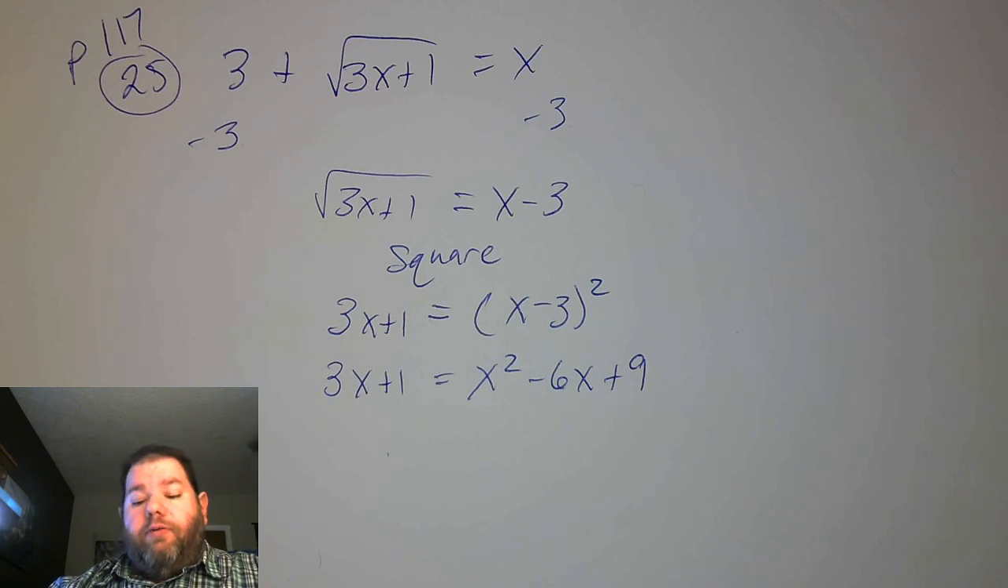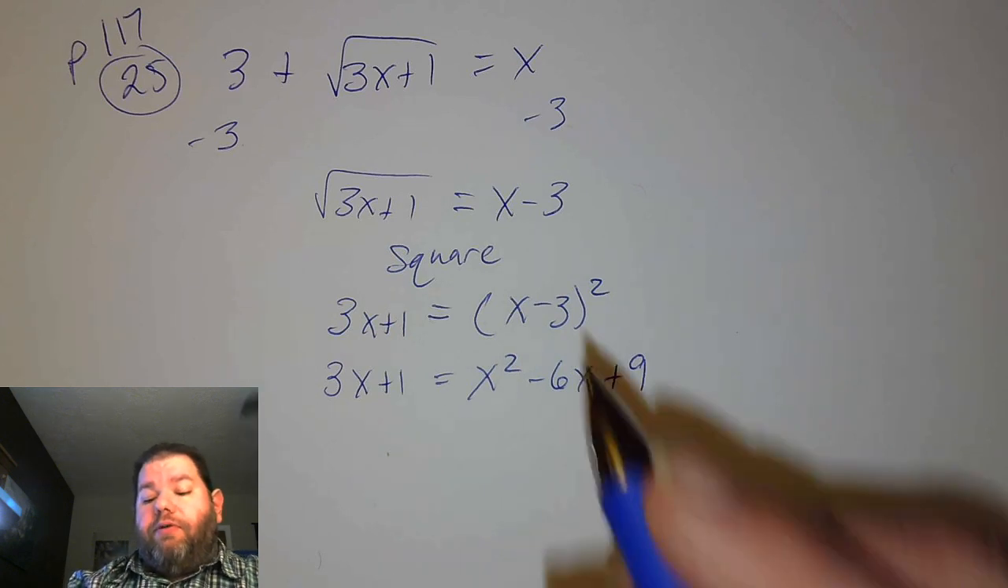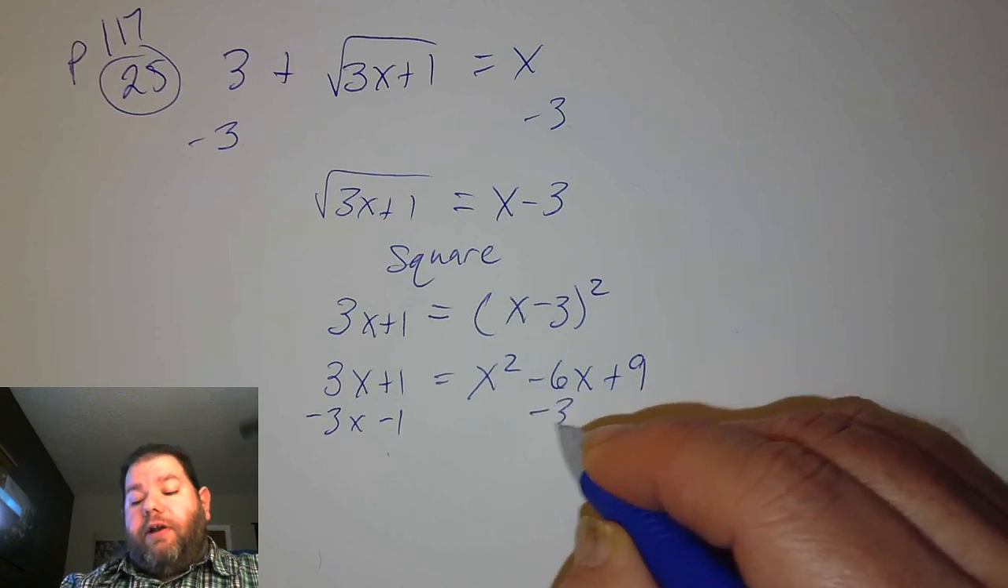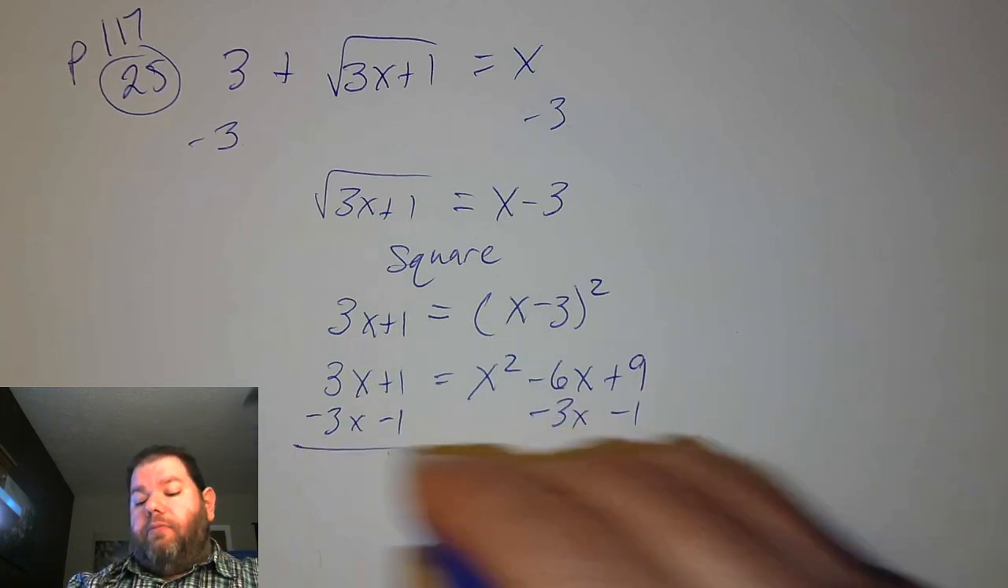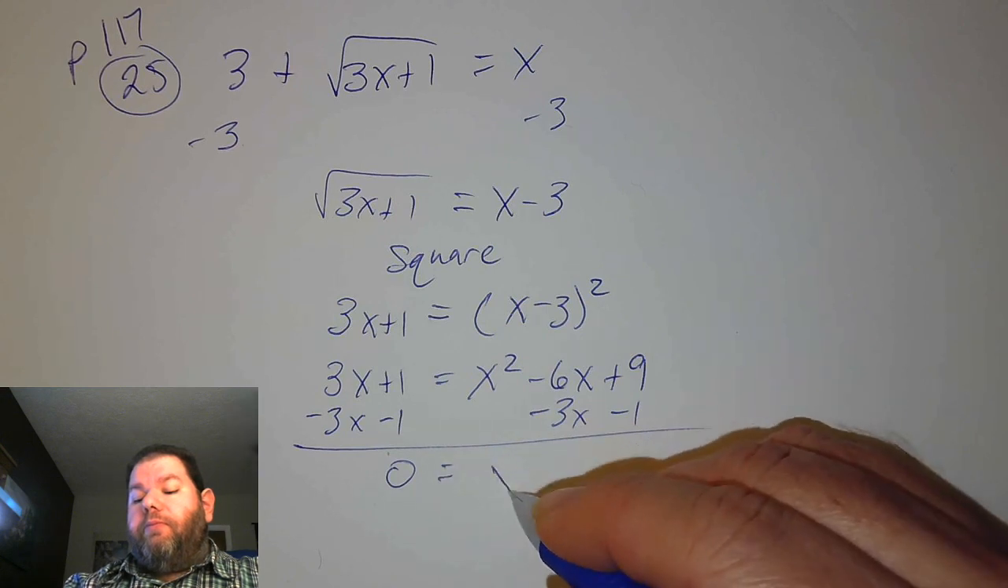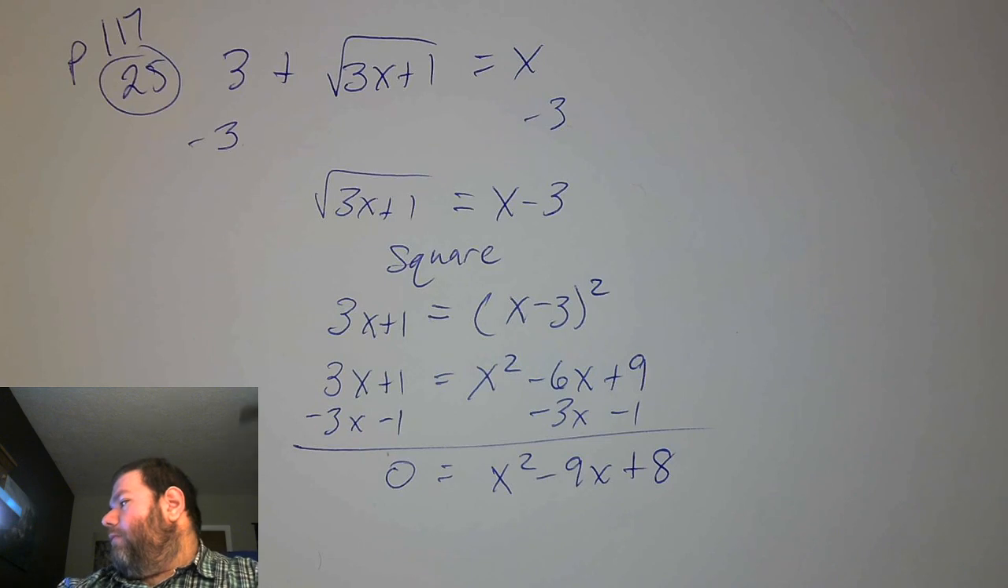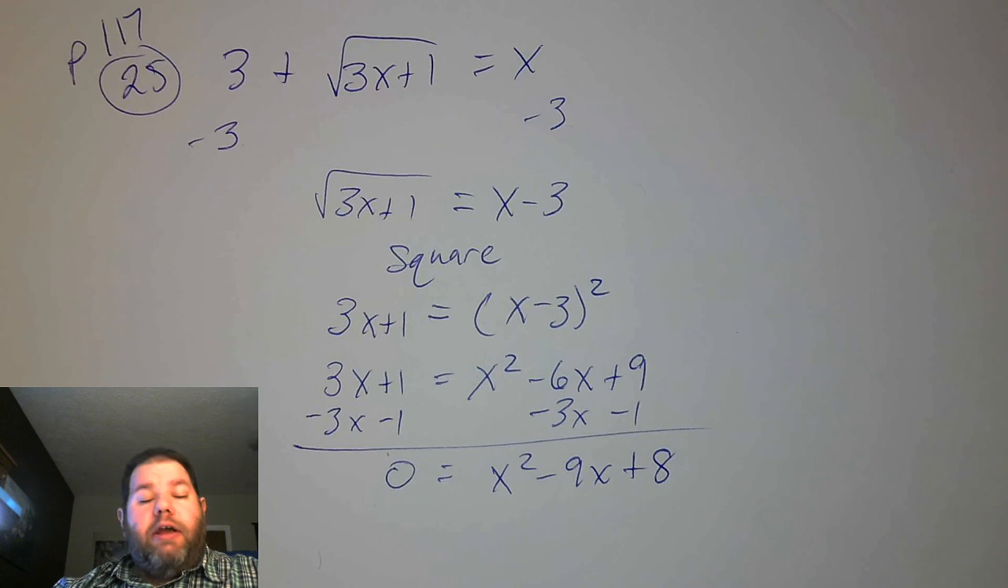And because we have x squared in the problem, we want to move everything to one side so it's equal to 0. And so let's go ahead and take our 3x and our 1 and subtract them over to the right. So now we have x squared minus 9x plus 8. Now at this point we could factor and solve this because this is a factorable expression, and that will give us 2 answers.